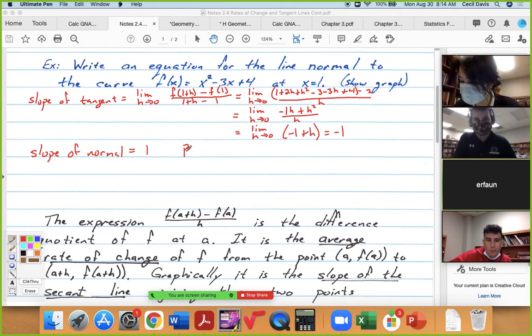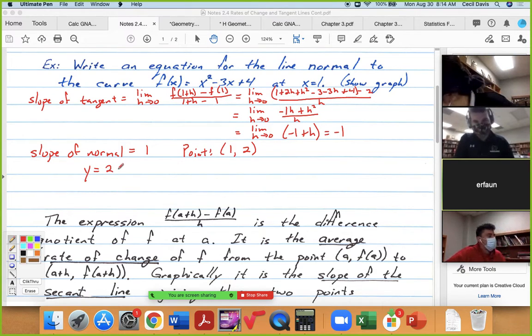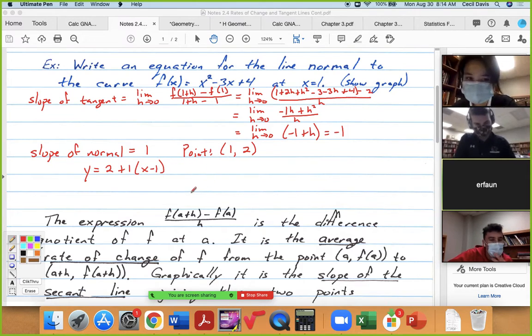And we know that the point that this goes through, the x-coordinate is 1, and we found the y-coordinate up here, f of 1 is 2. So that'd be y is equal to 2 plus 1 times x minus 1. If that's one of my quizzes or the AP exam or one of my tests, you can leave it like that. You do not need to simplify it. In fact, I wish you wouldn't.